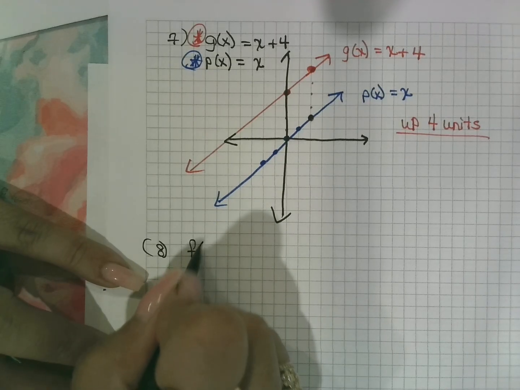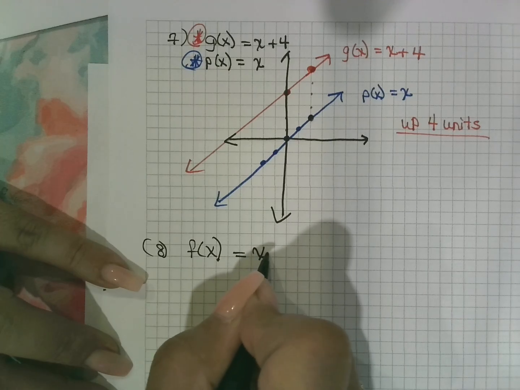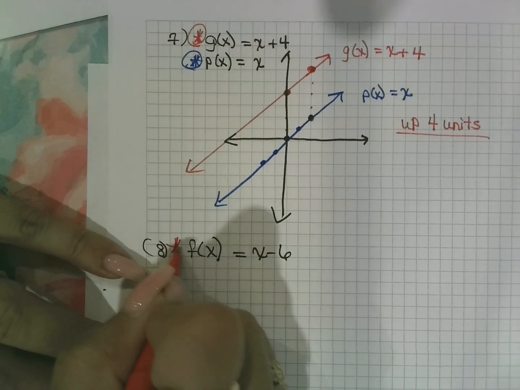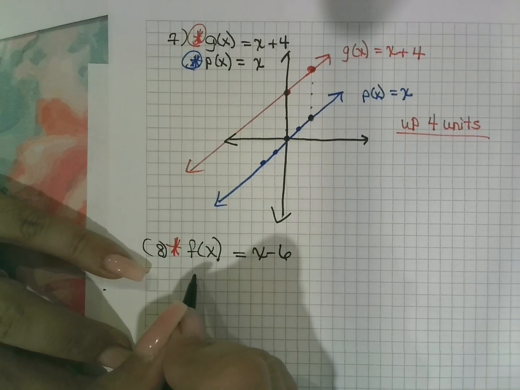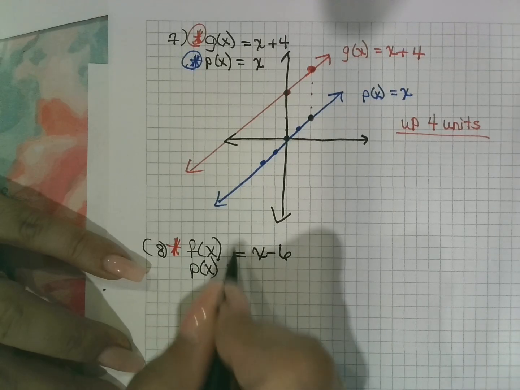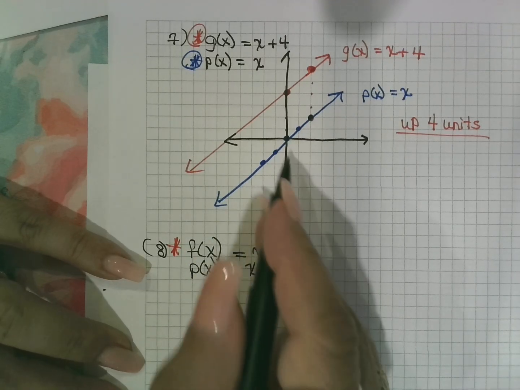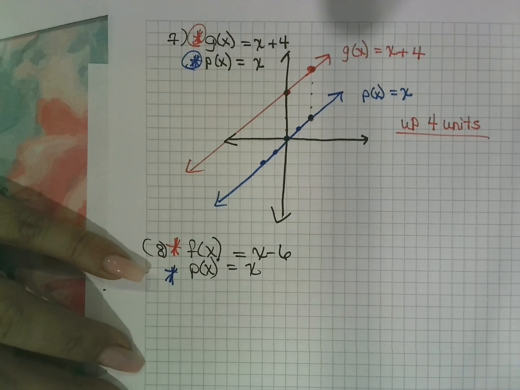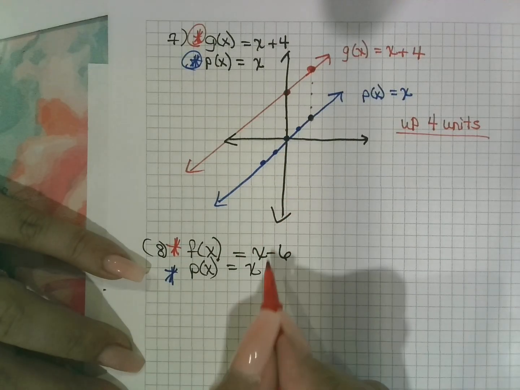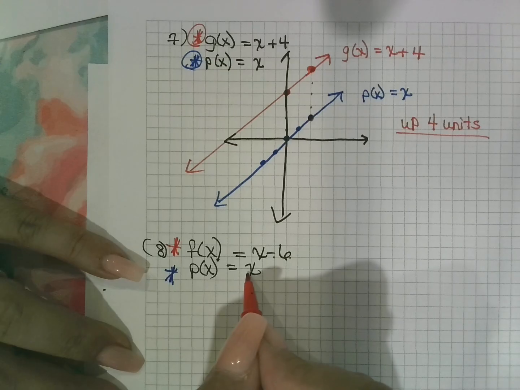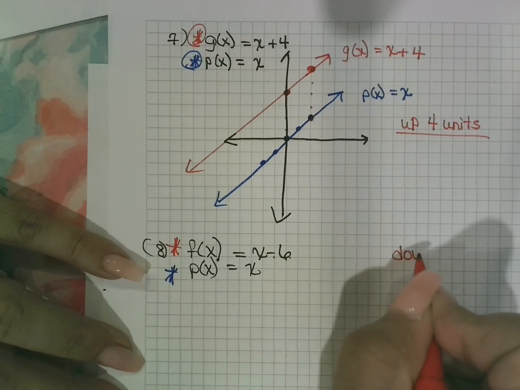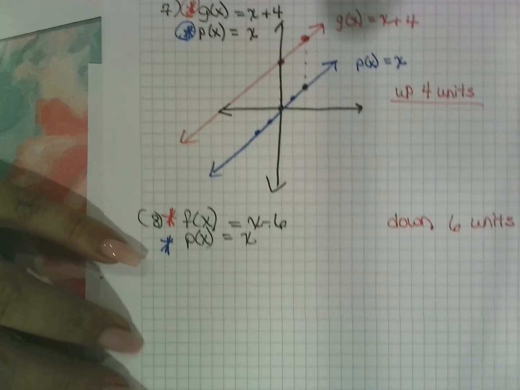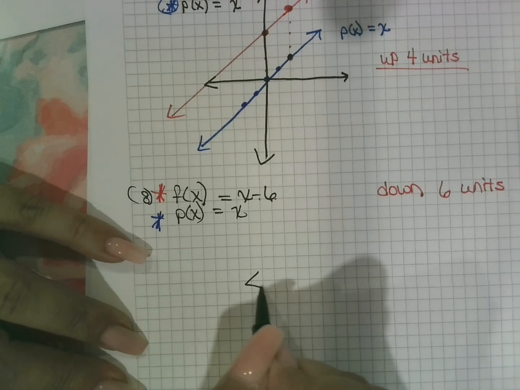Okay, number 8. We have f of x equals x minus 6, and this one will be in red. And the parent is also the linear function, so it's p of x equals x, looks just like that, and we'll do that one in blue. And if we take a look at the transformation, there's a minus 6 outside of the function, so that is down 6 units. Okay, and we're ready to graph.